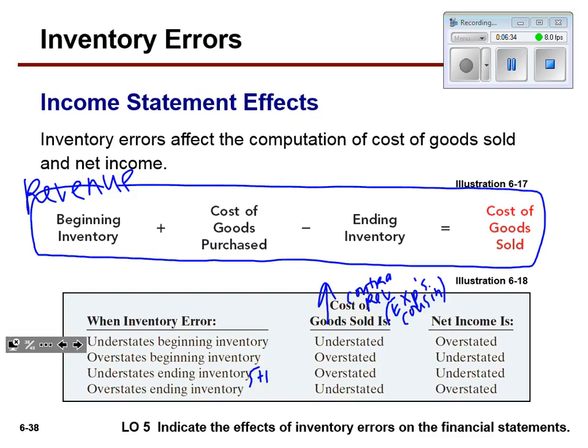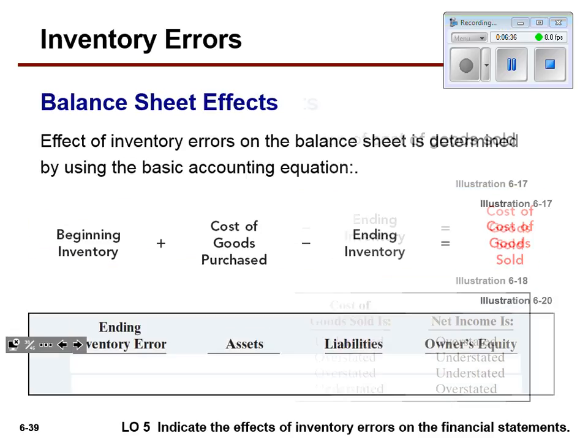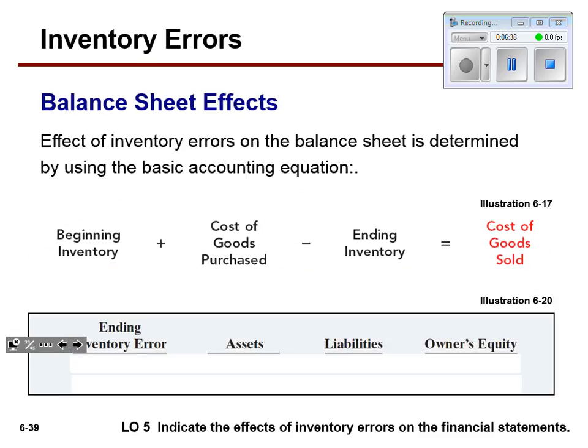Can I move on to balance sheet? How does this affect the balance sheet? Remember, the basic accounting equation is... or ending inventory error. Someone is counting what's left on the shelves. What's left on the shelves is considered an asset because we own that inventory.